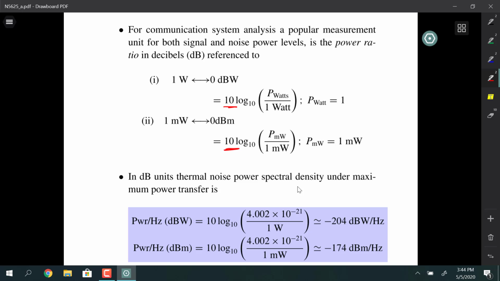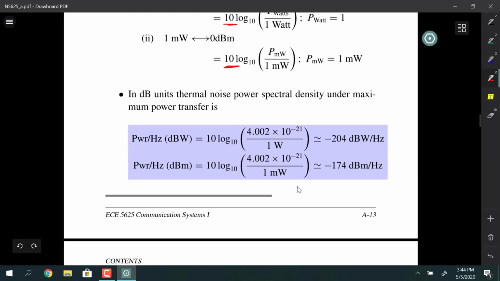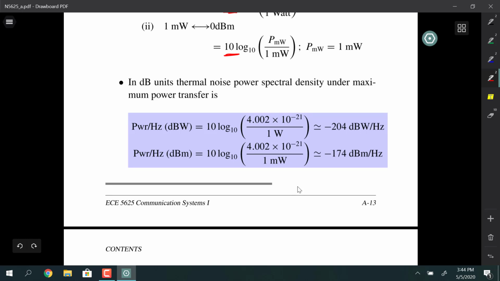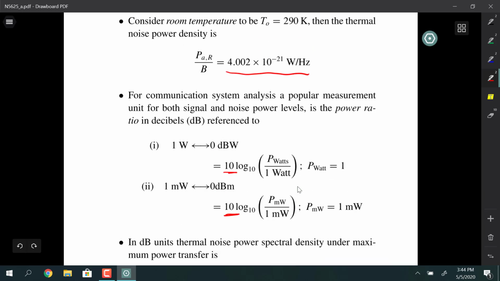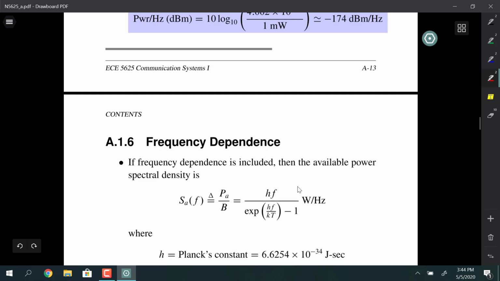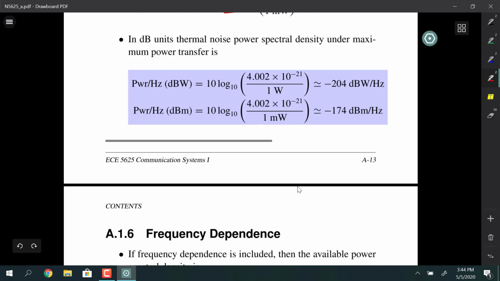And then we have the other unit, the milliwatt, which is power referenced to 1 milliwatt. So 0 dBm corresponds to a power of 1 milliwatt being delivered to a load. So if we take both of those definitions into account, and then we jump over to the power at room temperature, the power density, then we get these two famous numbers.